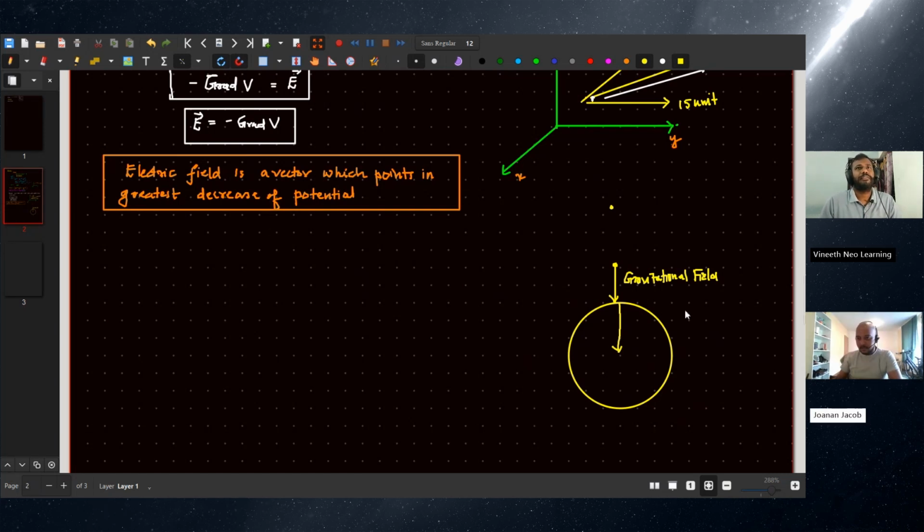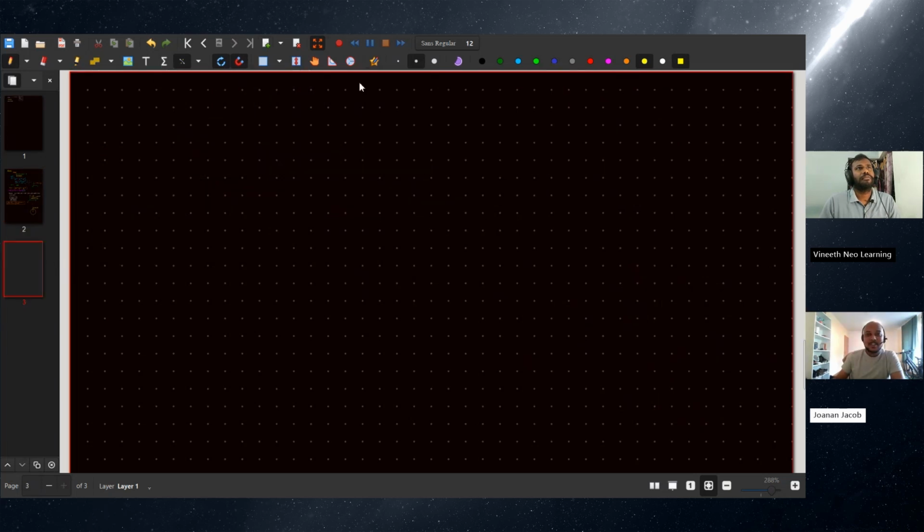Okay, now let's move on to the next derivative. It's not a bad word, actually. It's a good word. Divergence. We write it as div or del dot something.